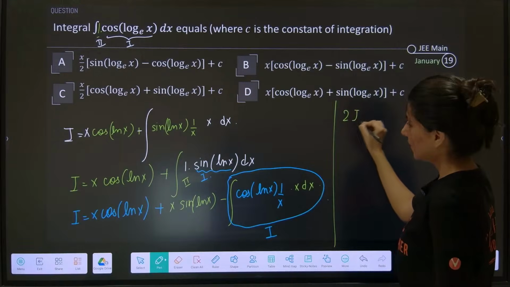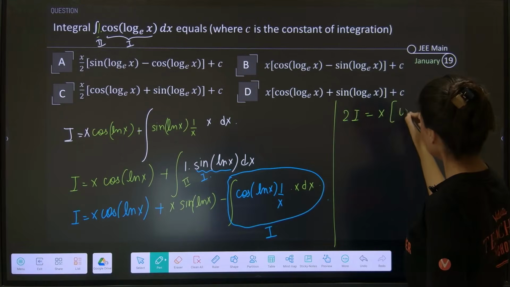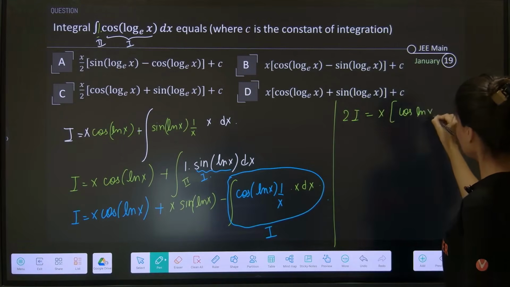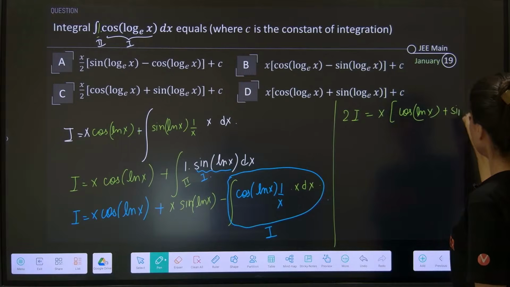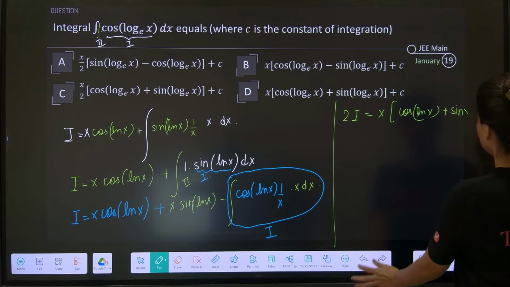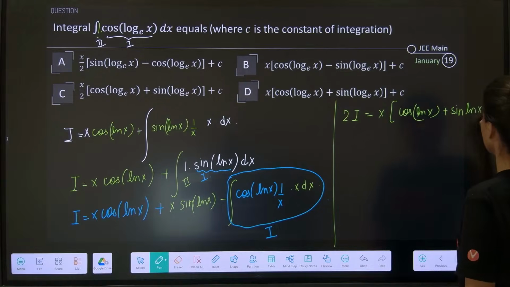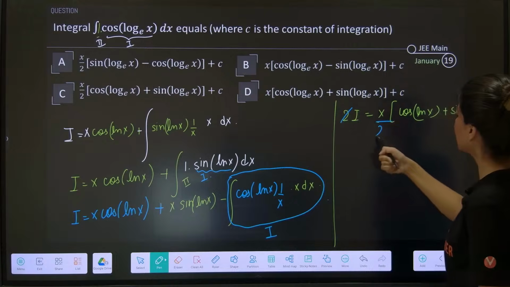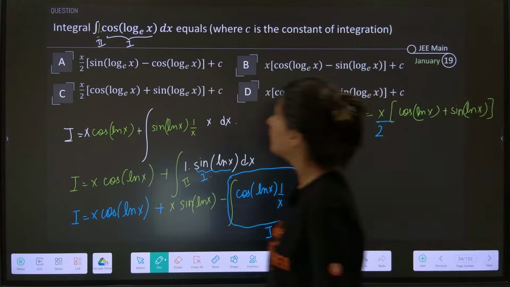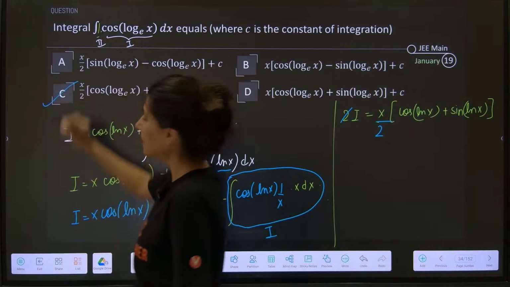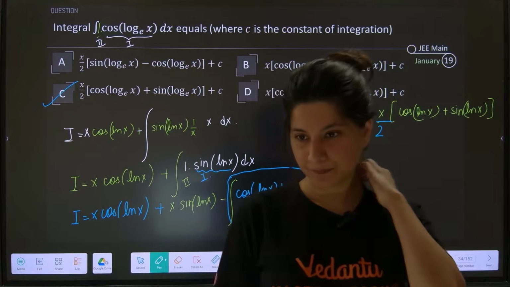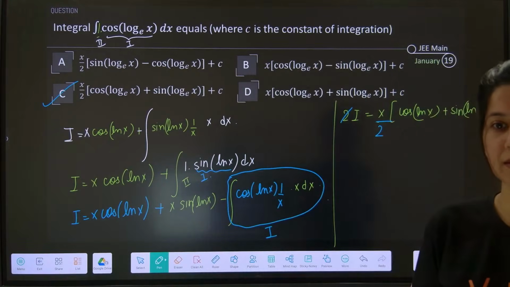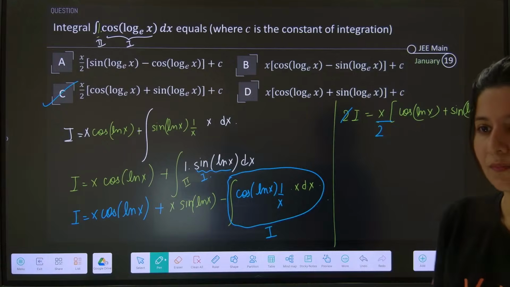So it is going to be what? 2I is equals to x, if you take common, cos log x plus sin log x, upon 2, because this 2 will go out. So x by 2, cos plus sin, option C. Yes? Clear?